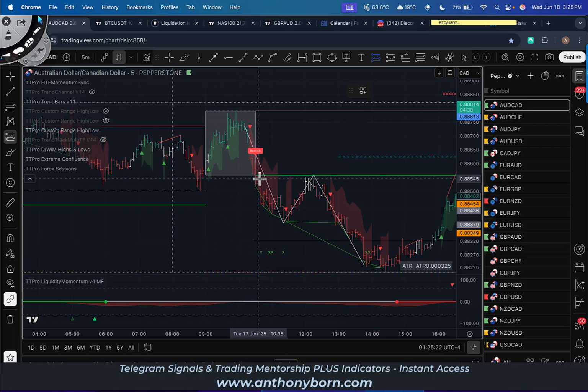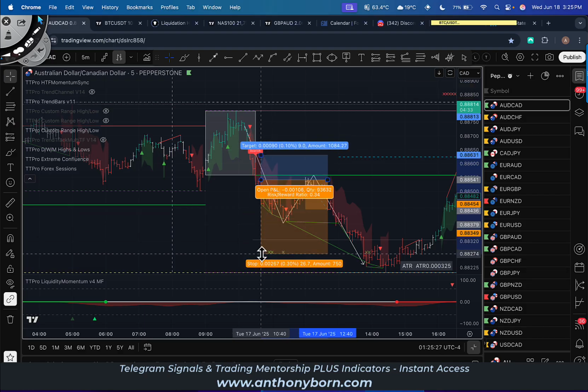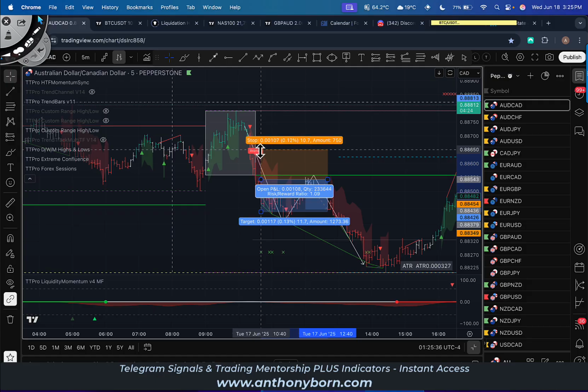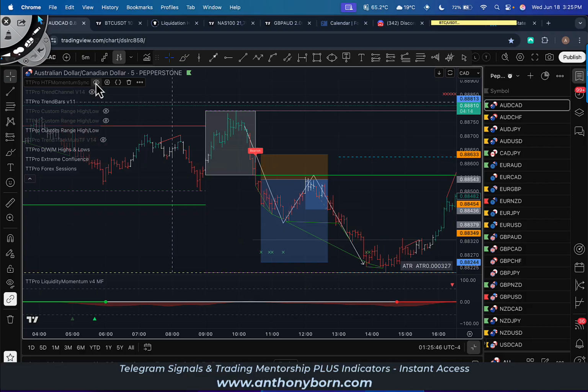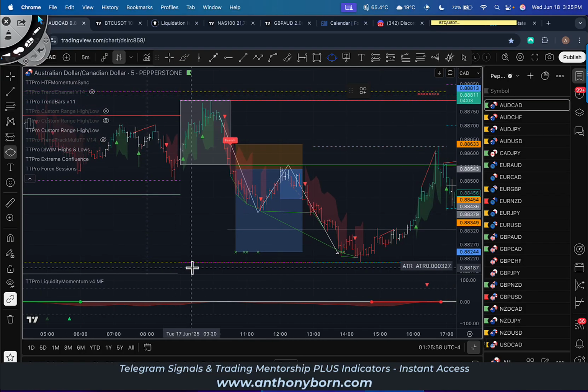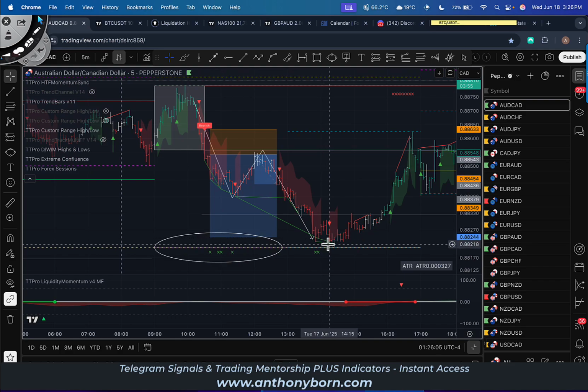That's it there. That's your cue there to go short. Stop loss above this red shaded zone that you see on the trend momentum sync. 2R by default, or you have a combination of a yellow and a purple line here. That's your target area. See how it respected it.